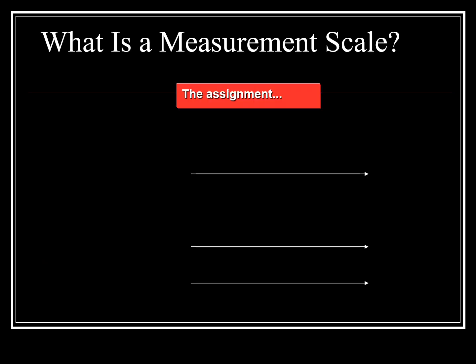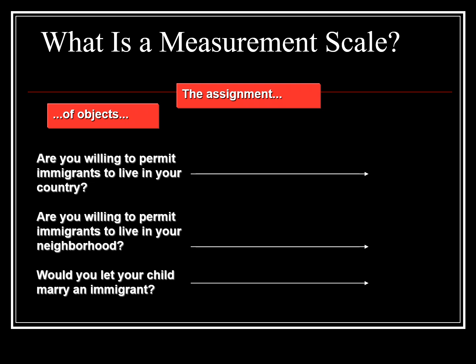So let's talk a little bit about a measurement scale. When we're talking about the numerical assignment of numbers to a variable, that's really what we're talking about with a measurement scale. So we are basically assigning values to an object. So are you willing to permit immigrants to live in your country? Are you willing to permit immigrants to live in your neighborhood? And would you let your child marry an immigrant?